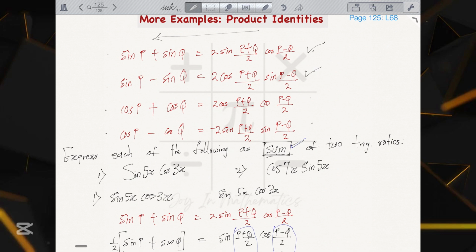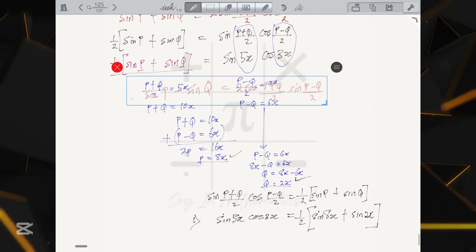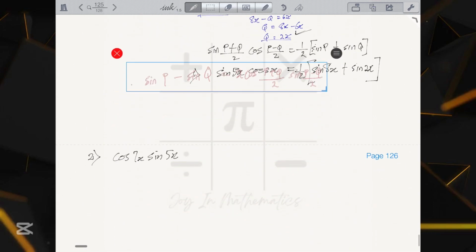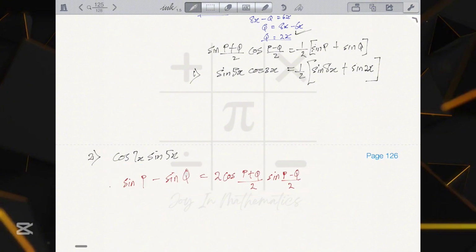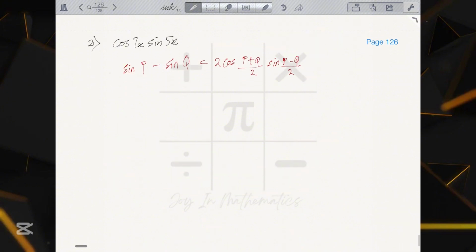So let's duplicate, where we have sine p minus sine q is equal to 2 cos p plus q over 2 sine p minus q over 2. Now let's divide both sides by 2, and here we will have cos p plus q over 2 sine p minus q over 2 is equal to sine p minus sine q multiplied by 1 over 2.